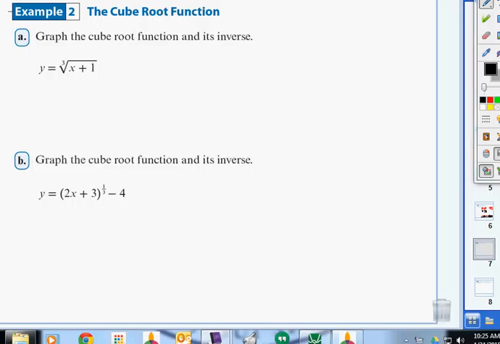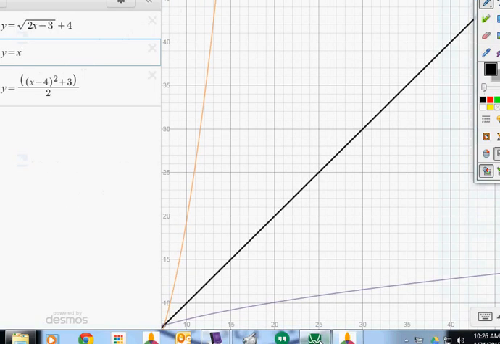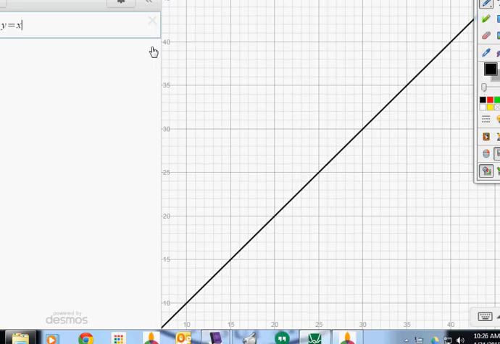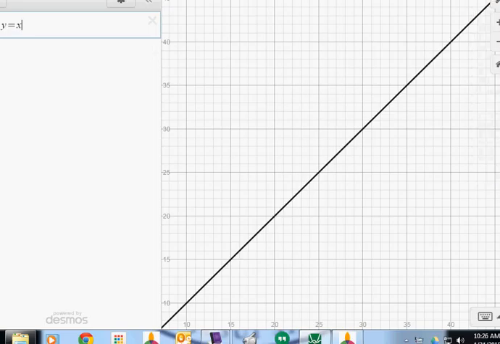So for example 2, notice this is a cube root function. The first thing we're going to do is go back into Desmos and just enter this function. This one's maybe a little bit harder. You know what? Leave that y equals x function there, because that's your line of symmetry. You can always use that to figure out whether your graph and its inverse are symmetrical.